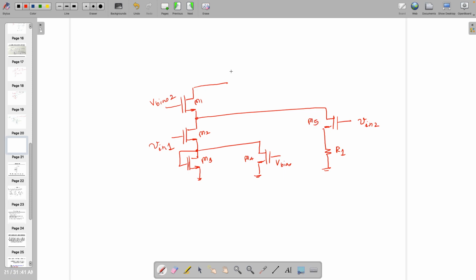Now tell me the resistance seeing from here. Who can volunteer? It's not difficult, right? It's very easy.